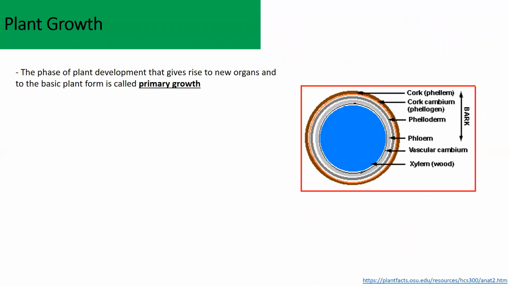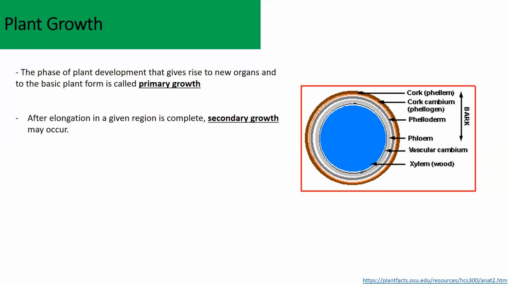So next is plant growth. The phase of plant development that gives rise to new organs and to basic plant forms is called primary growth. The primary growth results from the activity of apical meristem, in which cell division is followed by progressive cell enlargement, typically elongation. After elongation in a given region is complete, secondary growth may occur.